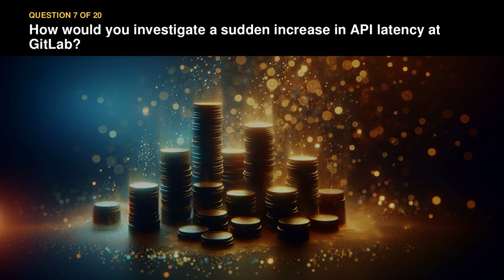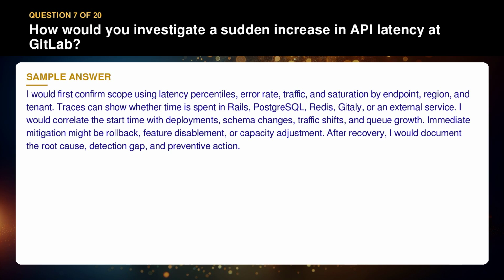Question 7. How would you investigate a sudden increase in API latency at GitLab? I would first confirm scope using latency percentiles, error rate, traffic, and saturation by endpoint, region, and tenant. Traces can show whether time is spent in Rails, PostgreSQL, Redis, Gitaly, or an external service. I would correlate the start time with deployments, schema changes, traffic shifts, and queue growth.